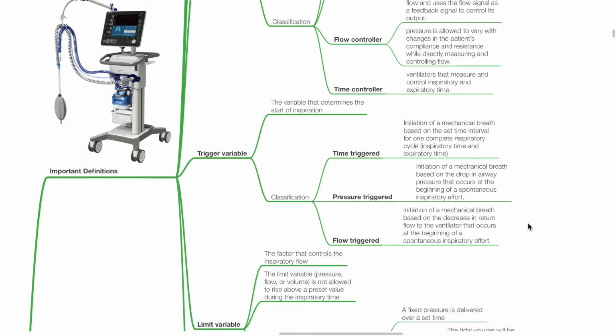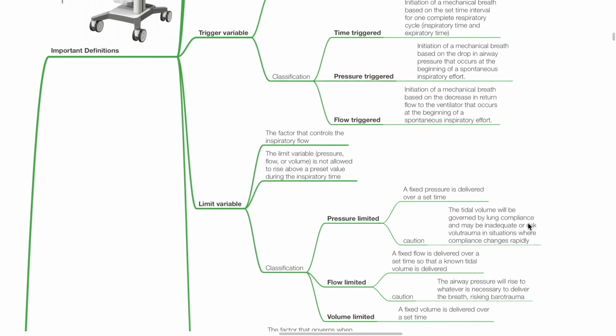Classification includes time triggered, initiation of a mechanical breath based on the set time interval for one complete respiratory cycle, inspiratory and expiratory time. Pressure triggered, initiation of a mechanical breath based on the drop in airway pressure that occurs at the beginning of a spontaneous inspiratory effort. Flow triggered, initiation of a mechanical breath based on the decrease in return flow to the ventilator that occurs at the beginning of a spontaneous inspiratory effort.